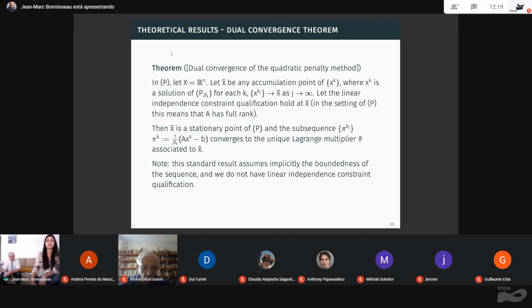Another result in the same context is the dual convergence of the quadratic penalty method. In this result, we assume that X equals Rn, and we consider x bar an accumulation point of xk, where xk is the solution for P beta k. We also assume the linear independence constraint qualification at x bar, which in our case means that A is full rank. Then x bar is a stationary point of P, and the subsequence pi kj, defined as Axk minus b over beta k, converges to the unique Lagrange multiplier pi bar associated to x bar. In this result, we also implicitly assume that the sequence is bounded, since we don't show that there is an accumulation point. Another thing to note is that the linear independence constraint qualification does not hold for many applied problems.